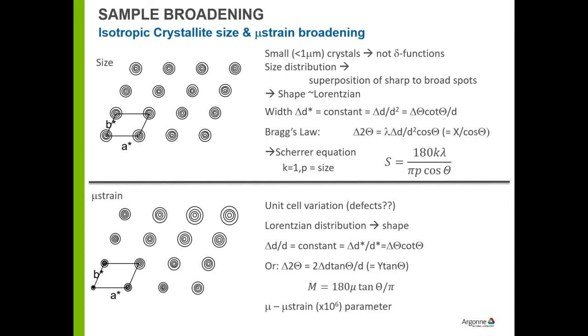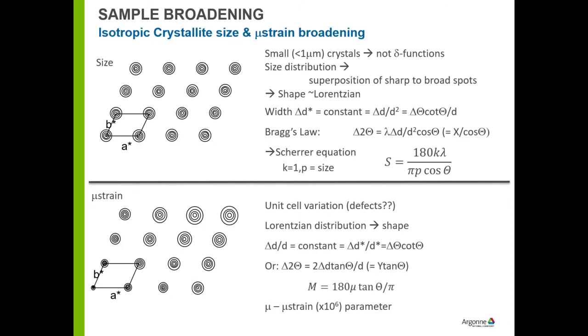These two effects are easily separated in a 2 theta scan of reasonable length, like up around 100 degrees, something like that. Notice it depends on the angle. Well, that one depends on the wavelength. This one, the microstrain, does not depend on the wavelength. And the mu strain parameter is microstrain, so it's 10 to the minus 6 strain, dimensionless.